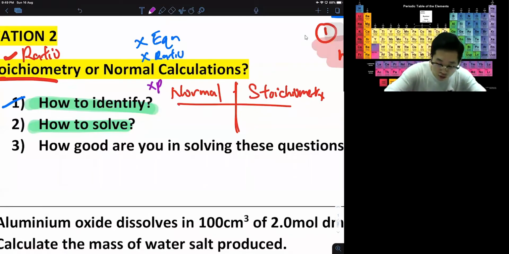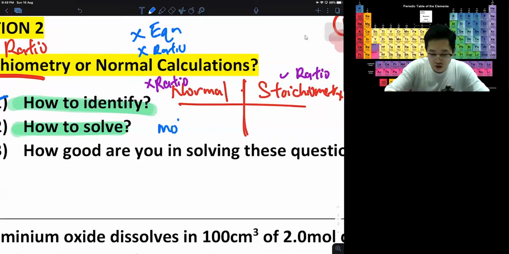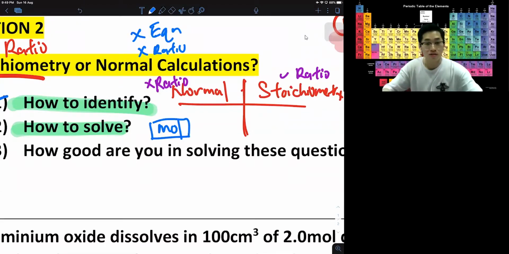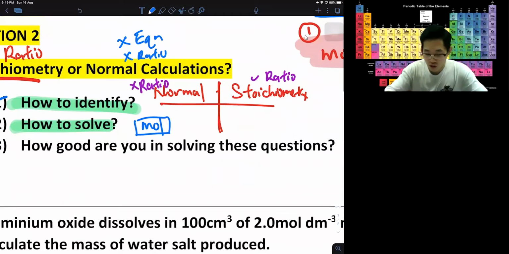Okay, no ratio required. This one needs ratio. How to solve it? Just use the formula mole. Okay, mole formula. How to solve the one with ratio?